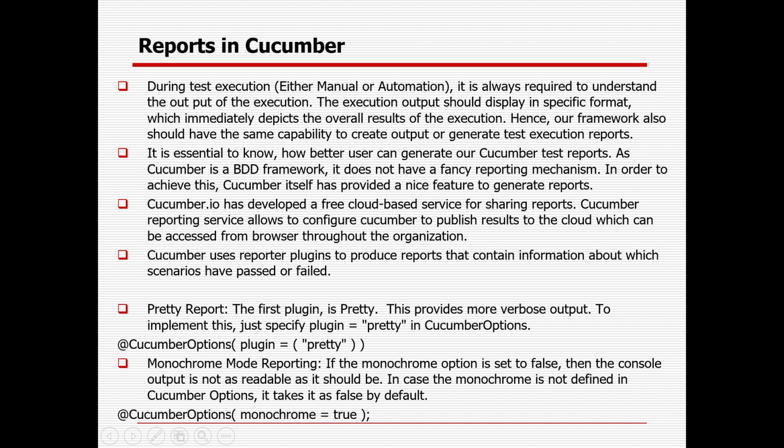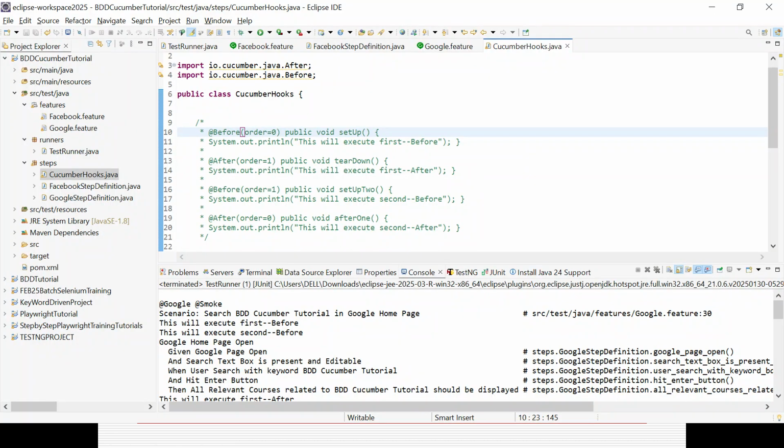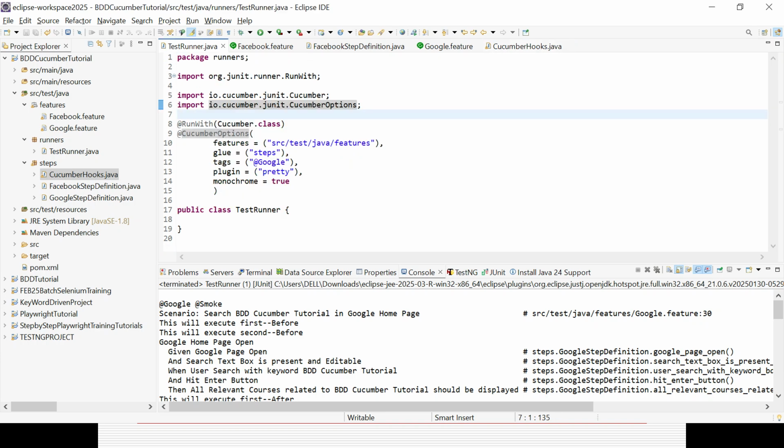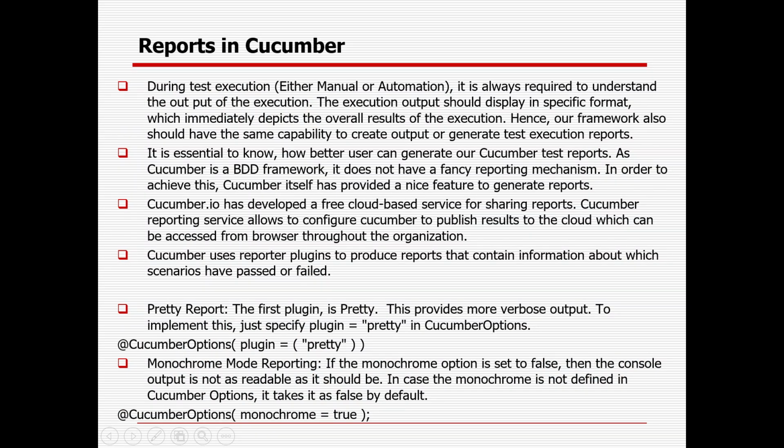The pretty report you have already seen and implemented. The first plugin is pretty, which provides more verbose output. In case you are not using pretty, your output will not be as appropriate, and a lot of other things might come in. To implement this, just specify plugin equal to pretty in the Cucumber options. For monochrome mode reporting, if the monochrome option is set to false or not defined, the console output is not as readable as it should be. In case monochrome is not defined in the Cucumber options, it takes the default value of false.